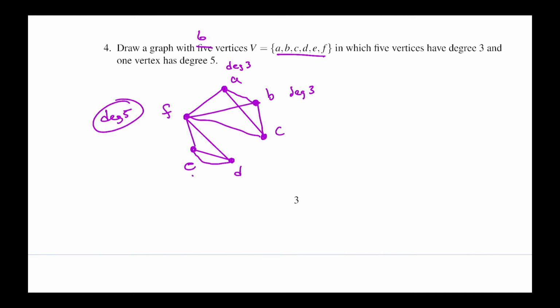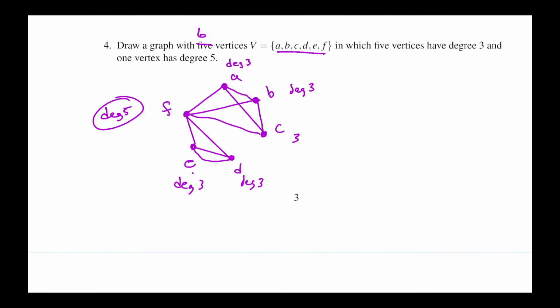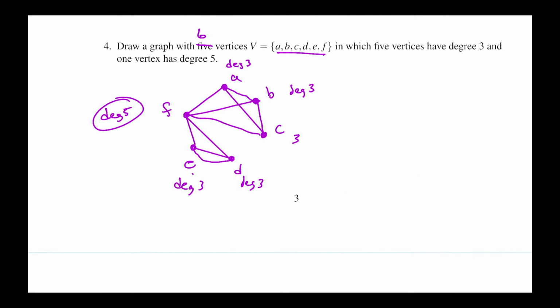Now, it doesn't actually say anything. I didn't say a simple graph, right? I didn't say anything like that. I didn't say multiple edges are disallowed. I didn't say loops are disallowed, nothing like that. So we'll just do a multiple edge here and that'll be done. So then this has 3, and this has 3, and this has 3, I hope. So that's my graph.